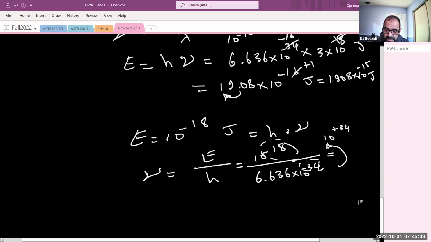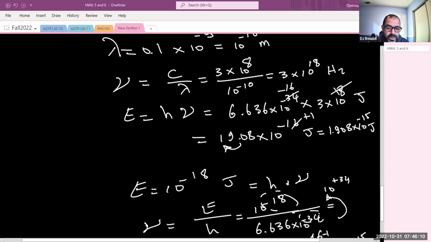But don't forget you have a denominator in here. So 1 over 6.636. Am I doing this right? I don't know. 0.15. I think that's the unit. Yes. Okay. 0.15 times 10 to the power 16. That's hertz. But again, I'm going to move the decimal point one way, so I'm going to subtract 1 now. So it's going to be 1.5 times 10 to the power 15 hertz.